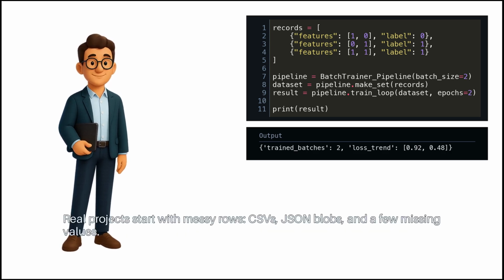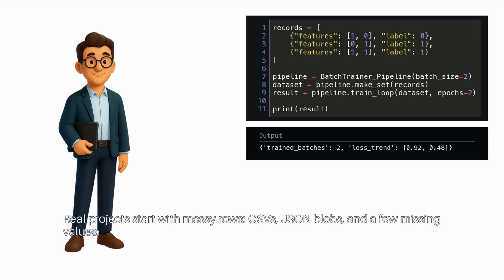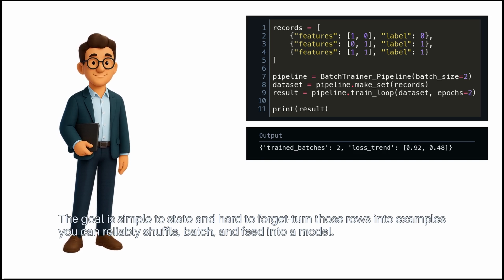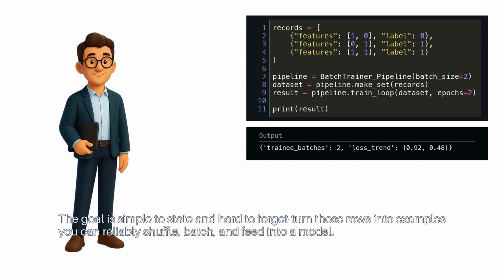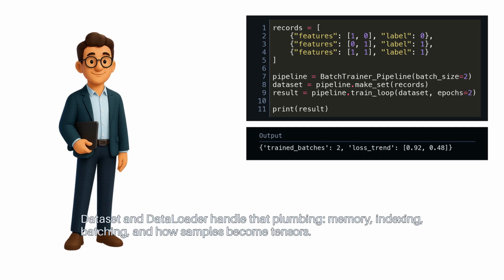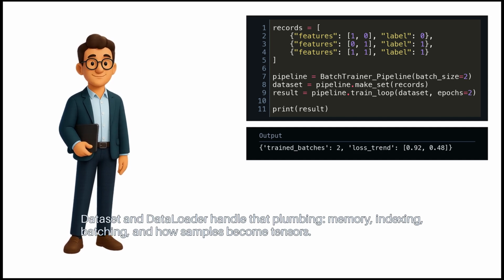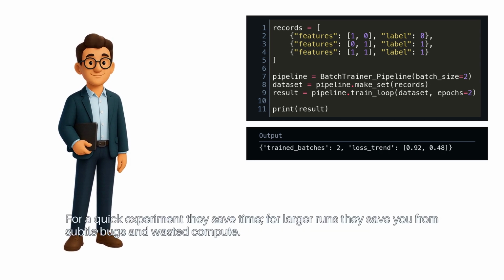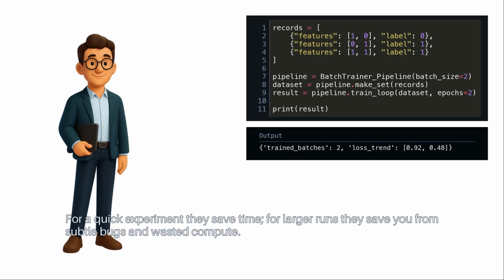Real projects start with messy rows, CSVs, JSON blobs, and a few missing values. The goal is simple to state and hard to forget. Turn those rows into examples you can reliably shuffle, batch, and feed into a model. Dataset and DataLoader handle that plumbing: memory, indexing, batching, and how samples become tensors. For a quick experiment, they save time. For larger runs, they save you from subtle bugs and wasted compute.